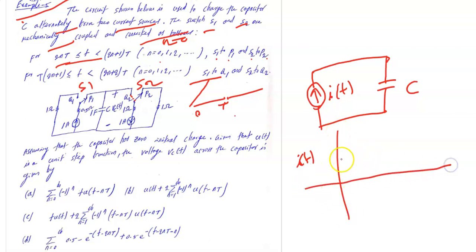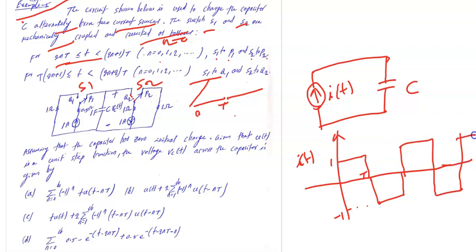For 0 to T, the capacitor charges through a 1 ampere current, this is your i(t). Then from T to 2T, the capacitor discharges, that means a negative 1 ampere current. Then keep on going like this. So in effect, the capacitor is connected to a symmetrical square wave current source of amplitude 1.